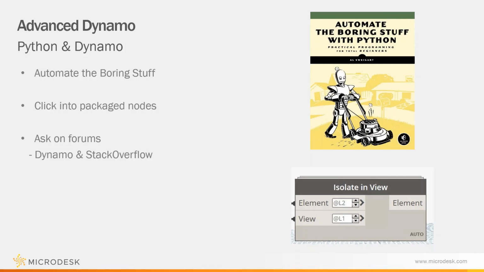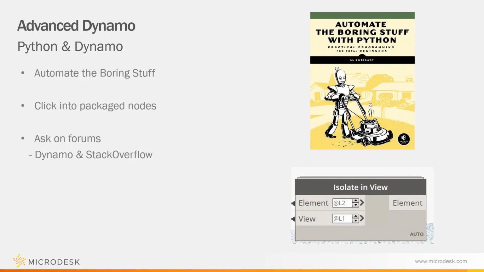AutomateTheBoringStuff.com. It's completely free. I wish I knew about this book when I started learning Python. I kind of ground it out and used the internet a lot, and asked a lot of questions on forums. If I had had this book, I think I would have been able to cut maybe 6 months to a year off of just running into really simple errors. So yeah, that's a great book.